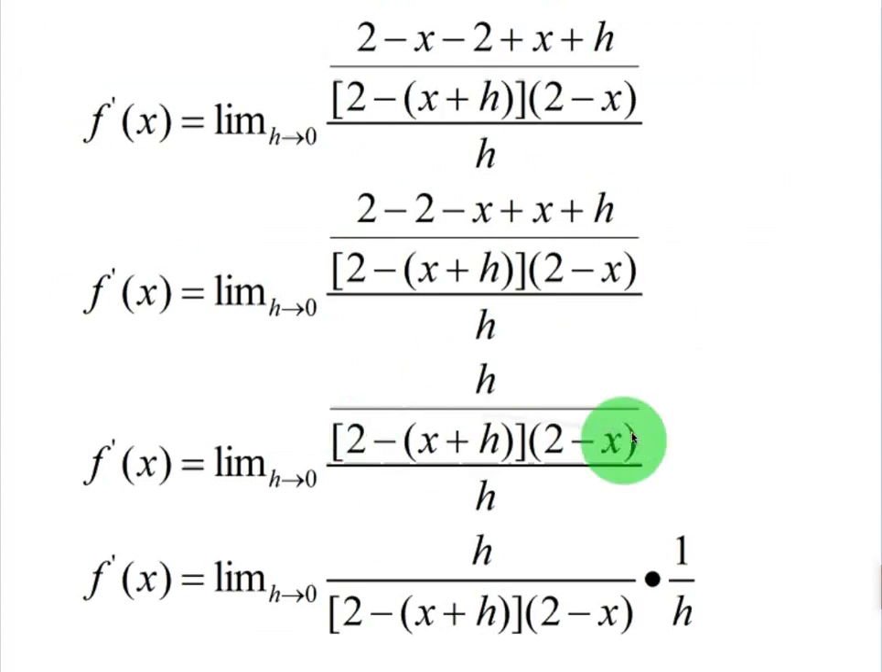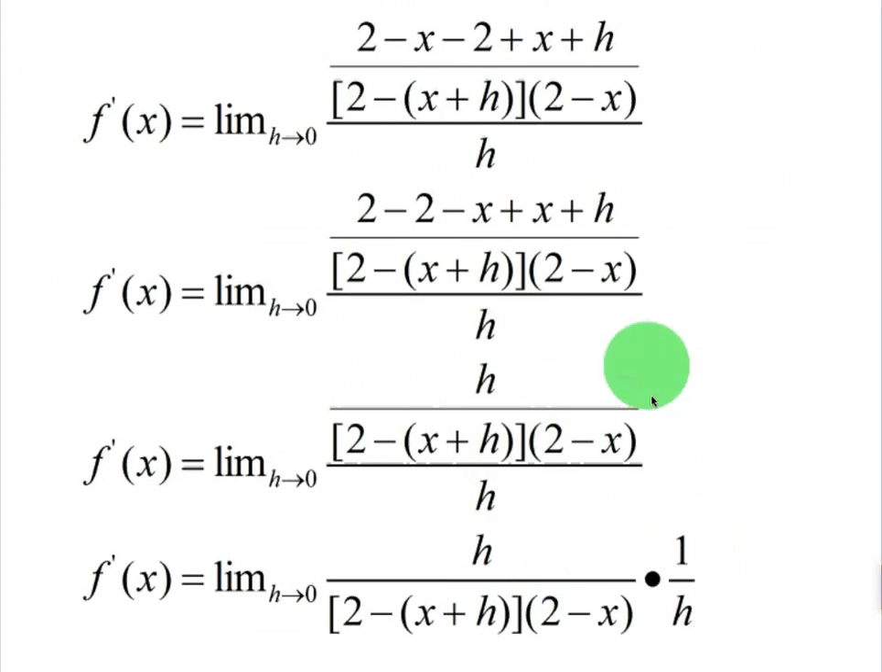So you have a fraction in the numerator, h over (2 minus x plus h) times (2 minus x), and you have an h in the bottom. And guess what? If this is kind of like a over b divided by c, it's the same thing as a over b times 1 over c. So we're going to take this fraction and multiply by 1 over h.